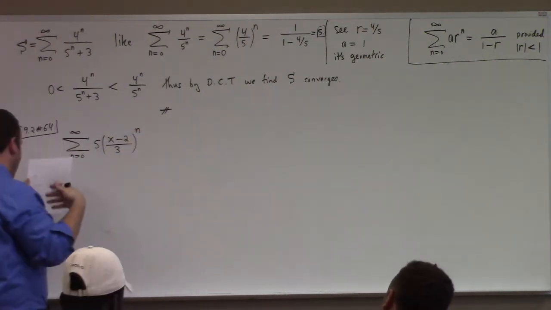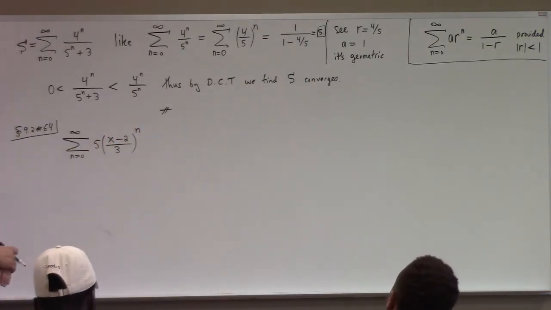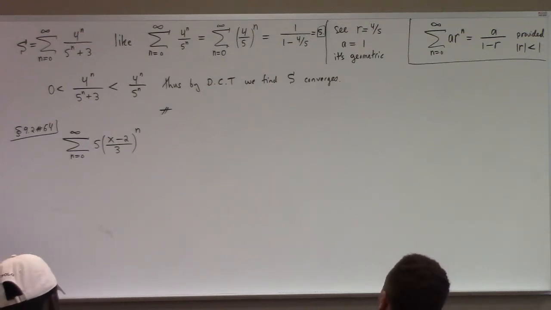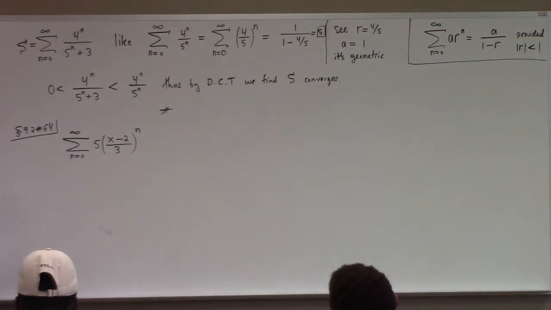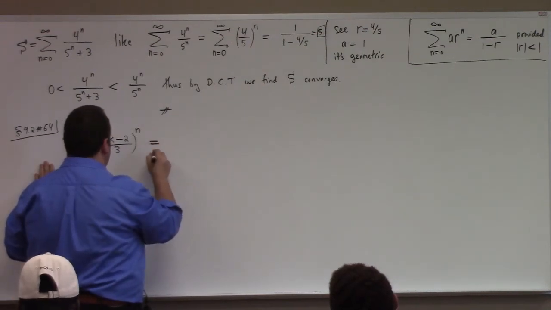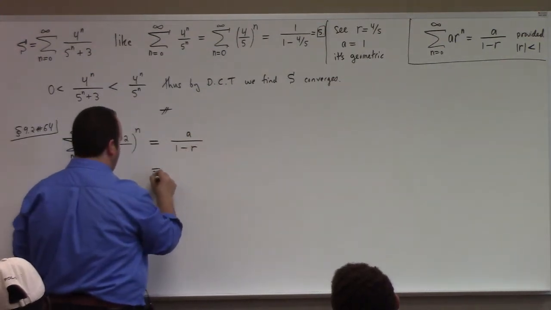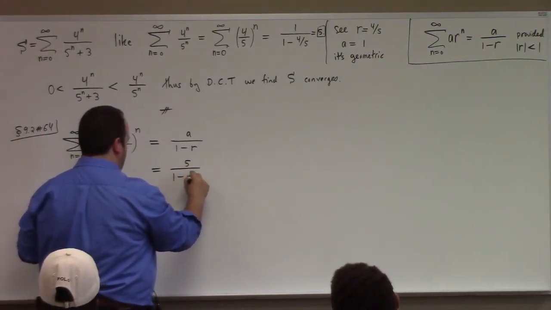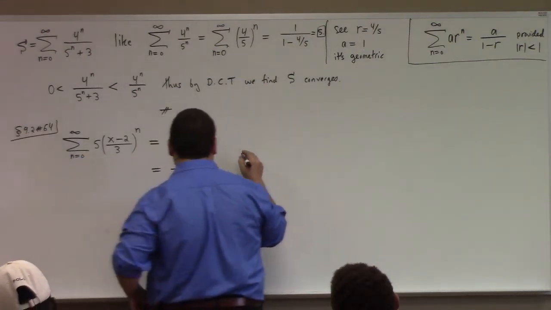Now, how can you tell it's geometric? It's in the form there, in a power. Yeah, it's in the right format. If that's not immediately clear, if you take an arbitrary term and take the ratio of two successive terms, you can detect that it's geometric. Anyway, getting to the point, this is just straight up geometric. And so this is going to be equal to a over 1 minus r, right? 5 over 1 minus 1/3 x minus 2. So this is provided what?